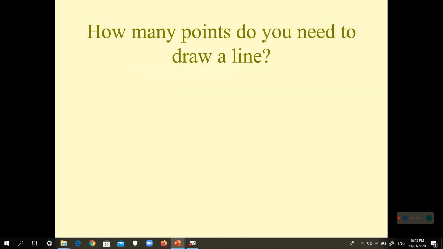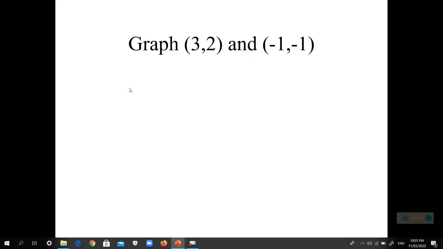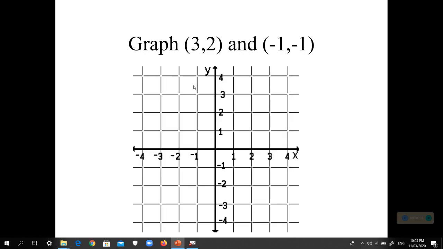Okay? So how many points do you need to draw a line? Is it 1? Is it 2? Or is it 3? Yes, so even if you have 2 points, you can draw a line. Okay? But if you only have 1 point, you cannot draw a line. Okay? So let us have here the points (3, 2) and (-1, -1). So let us graph this.